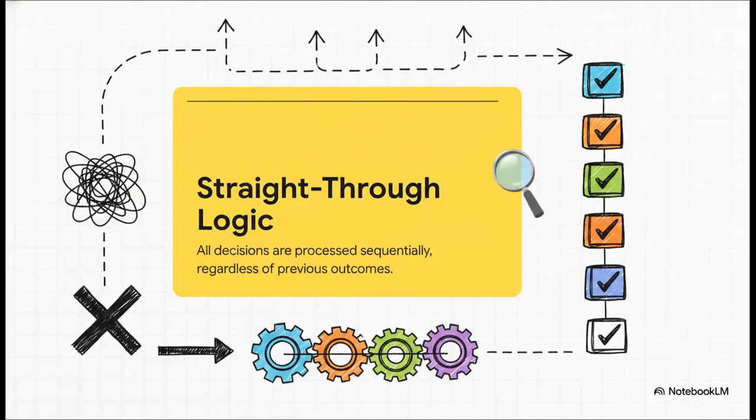But what if conditions aren't dependent on each other at all? That brings us to straight-through logic. This is where all decisions are processed sequentially, one after the other, regardless of what happened in the previous outcomes. Now, because it tests every single condition unconditionally, it's actually the least efficient logic type. But it is absolutely required when you have conditions that are entirely independent of one another.